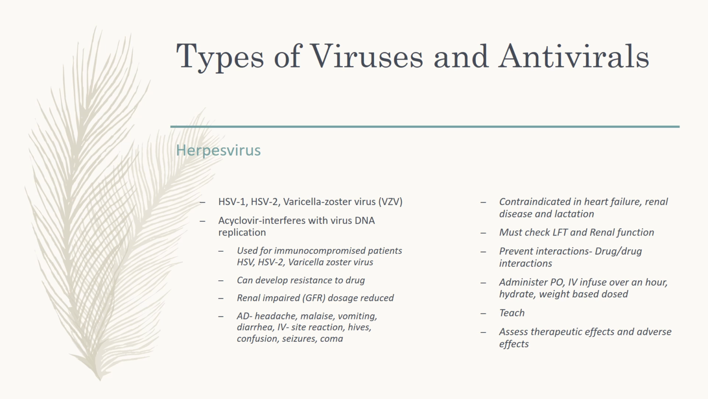Renal impaired dosage has to be reduced, so we check that GFR to make sure it's up before starting this. And adverse effects are going to include headache, malaise, vomiting, diarrhea. Also, IV route can cause site reactions. We have to watch about that, and hives. Confusion, seizure, and coma also. This medication is contraindicated in heart failure and renal disease and lactation.